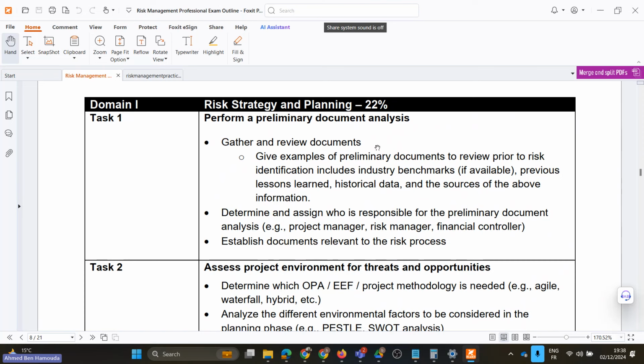Let's start now the technical content of these free sessions. Domain number one is about defining a project risk strategy and planning your project risks. These tasks are not necessarily in order, by the way, and it doesn't mean that in the exam you'll have questions in the order of the domains and the order of the tasks.